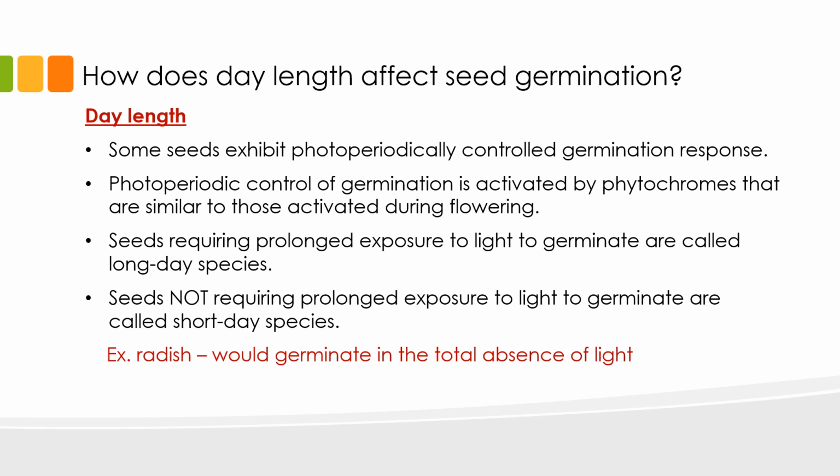Seeds that require prolonged exposure to light to germinate are called long-day species. Seeds that do not require prolonged exposure to light to germinate are called short-day species. There are some species of plants that don't require light to germinate, and a good example of that is radish.